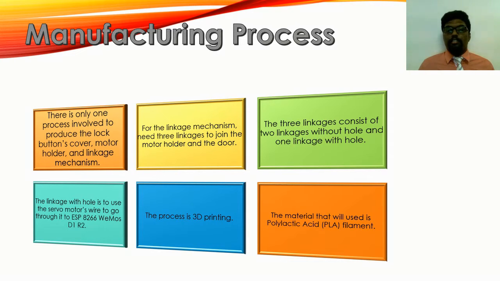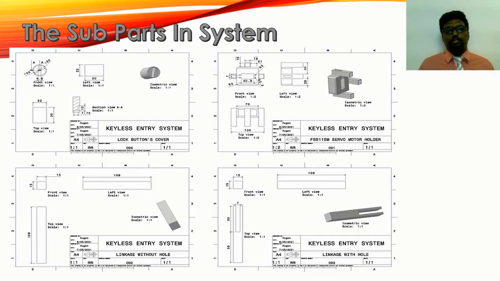The process involved in this prototype is 3D printing. The material that we use is PLA filament. PLA is polylactic acid. The sub parts in the system, as I said just now, are the lock buttons cover, the servo motor holder, the linkage without hole and the linkage with hole. This is the design created using the CATIA software. This design will proceed to 3D printing and produce 4 products with different quality and different quantity.